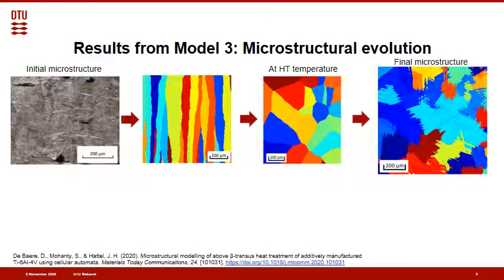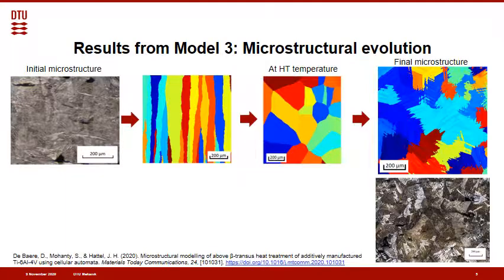The microstructural model starts with a micrograph from which I extracted an initial microstructure for the simulation. At the end of the first half of the simulation, so at the heat treatment temperature, you can see the transition to equiaxed beta grains, and then to the right of that there is the final microstructure at room temperature after cooling down, which exhibits both Widmanstätten and basket weave lath structures.